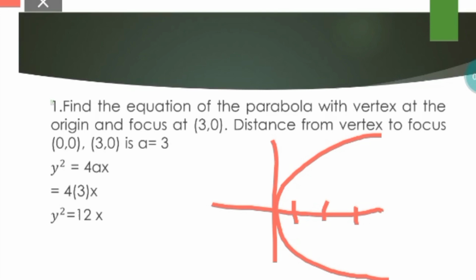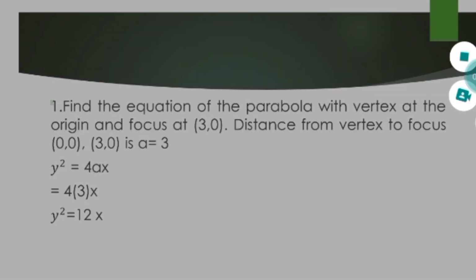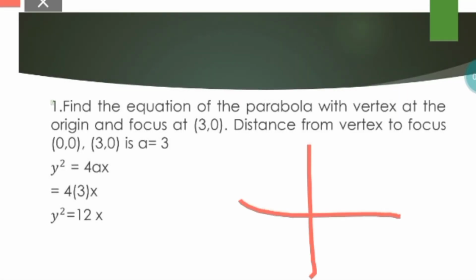So if the focus is, for example, at 0, 3, okay? So 0 and 3. Something like this, 0, 3. Okay? 0, 3.